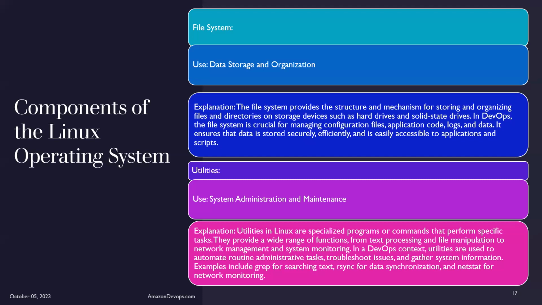So as DevOps engineers, we are going to be using these utilities a lot, especially to gather system information so that we can see how our systems are operating. We are also going to be using them for troubleshooting and to automate routine administrative tasks that we do on a daily basis.